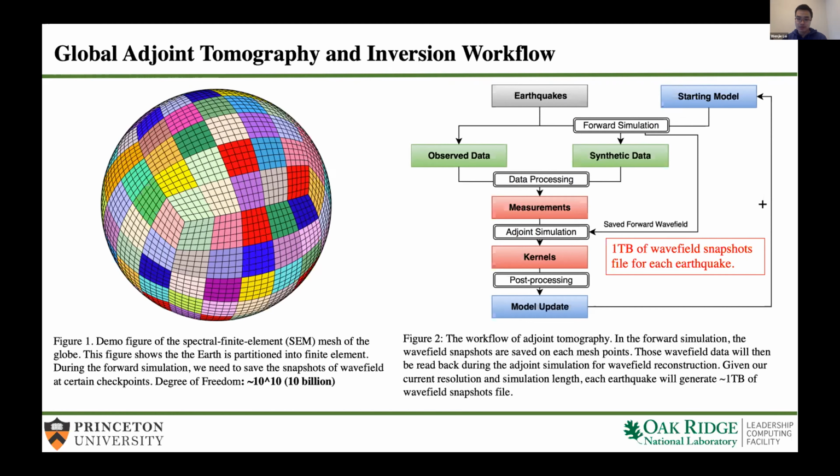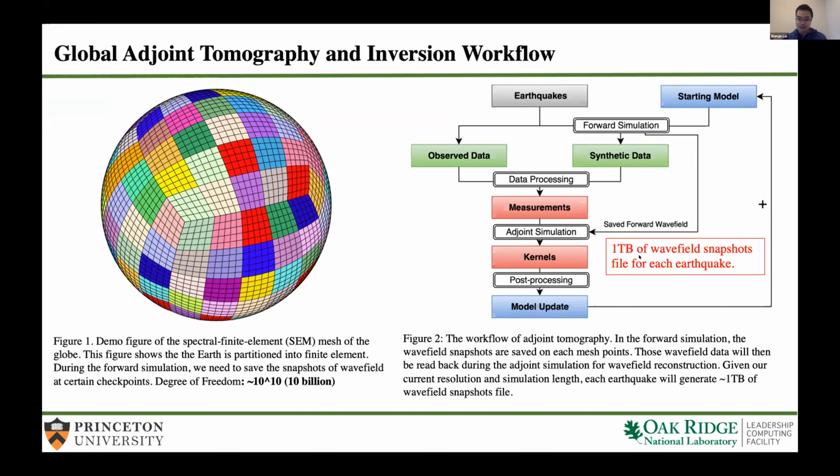We start from a certain number of earthquakes. We finish the forward simulation based on the mesh on the left-hand side. We compute synthetic data, and after data processing and measurements, we feed the measurements into the adjoint simulation, which gives us the kernels. The kernels are then translated into the gradient, and we update the model. A key step between the forward simulation and the adjoint simulation is that we need to dump the wavefield. We save wavefield snapshots after the forward simulation, and those snapshots are fed into the second stage, the adjoint simulation, when we reconstruct the backward wavefield.